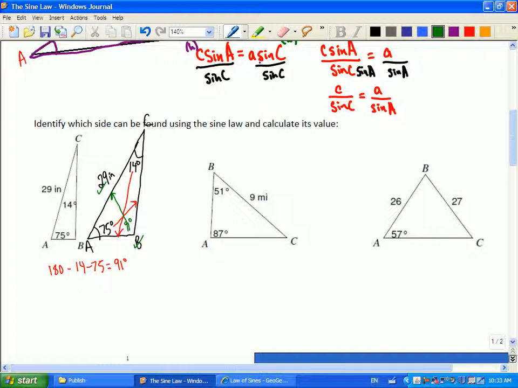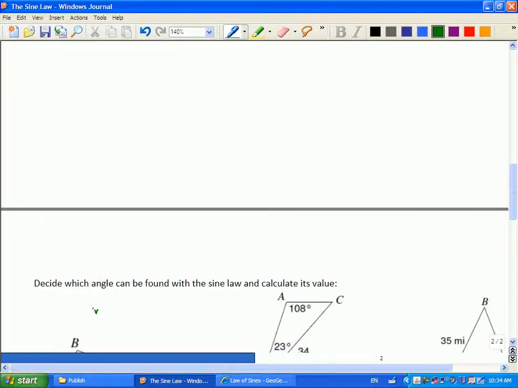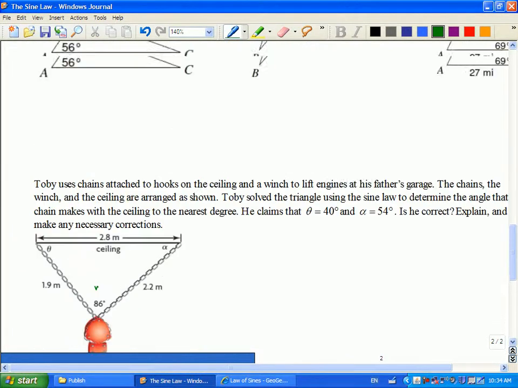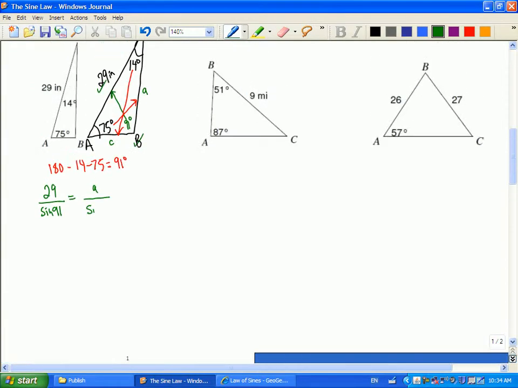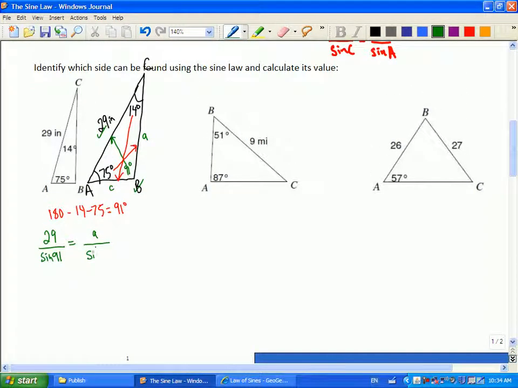So this is going to become 29 over sine 91. And I could find either of these sides, A and C. So which one do you want to find, side A or side C? A was yelled out first, so let's find A. Oops, sorry. I just hit the button, my mistake. So this would be A over the sine of 75. Okay, so A and 75 are the pair.